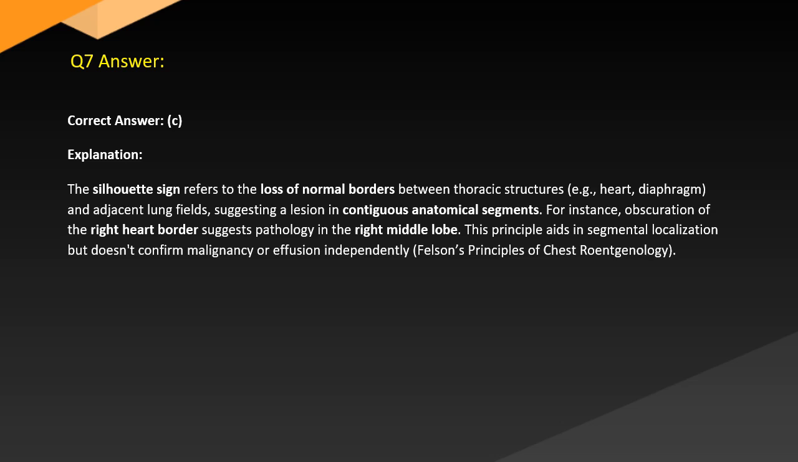Answer. Correct answer, C. Explanation. The silhouette sign refers to the loss of normal borders between thoracic structures, e.g. heart, diaphragm and adjacent lung fields, suggesting a lesion in contiguous anatomical segments. For instance, obscuration of the right heart border suggests pathology in the right middle lobe. This principle aids in segmental localization, but doesn't confirm malignancy or effusion independently. Felson's Principles of Roentgenology.